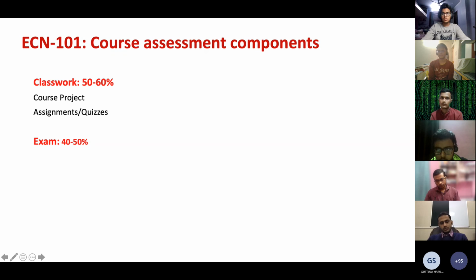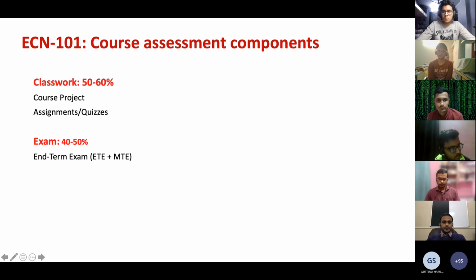Then there would be an assignment or maybe a quiz or something like that, and that would complete the classwork assessment. Also, please remember that attendance is not compulsory. I'm not forcing anybody to attend the classes, but most of the classwork component and even the exams will be based on what we discuss in classes. So classes are important, but no marks will be given for attendance.